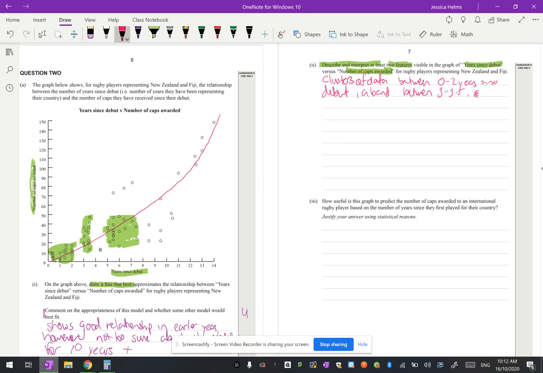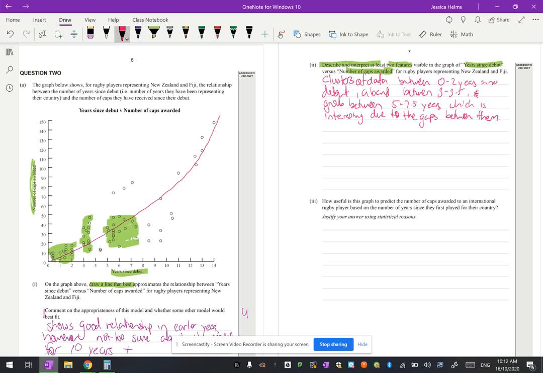And a group between 5 to 7.5 years, which is interesting because it seems to have gaps in between it.